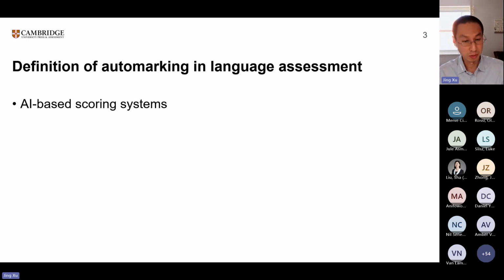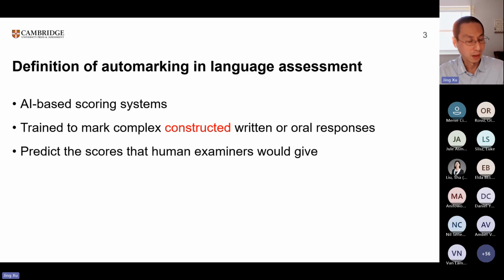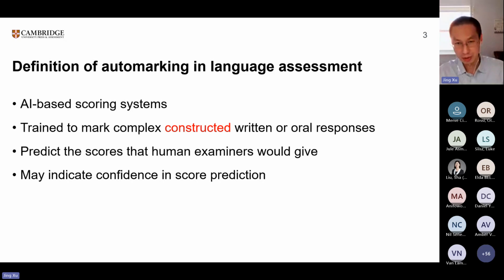And there are also deep learning models, which are more like neural network models, which are a black box, but have really high general prediction accuracy. The advantage of a deep neural network model is that it could generate a confidence score, which I'm going to talk about later. Automarking systems are also trained to mark complex constructed responses, writing and speaking. This is almost common knowledge. And we expect the automarker to predict the scores that human examiners would give. In some automarking systems, the automarker may indicate confidence in score prediction.